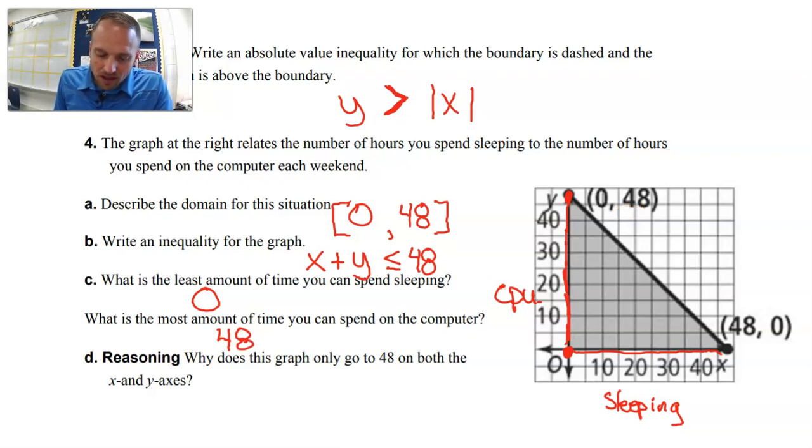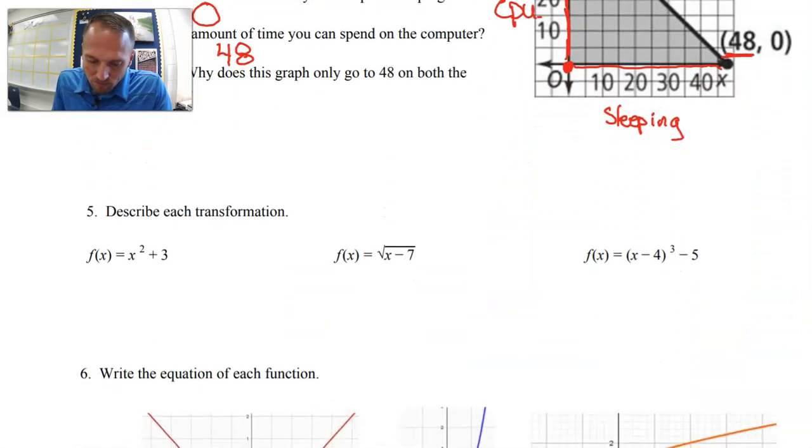All right, so letter D, why does this graph go only to 48 on both the x and the y-axis? We're only going up to 48 both ways. Well, why is that? The answer should be obvious. There's only 48 hours in a weekend. Okay, only 48 hours, that's the most that we can have.